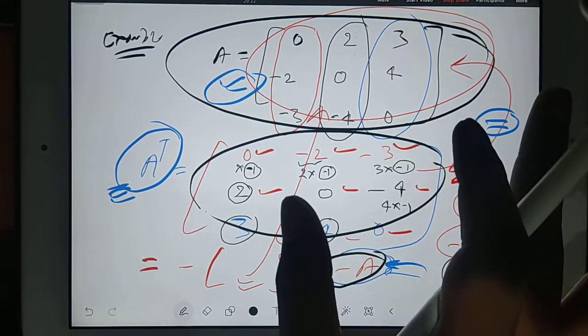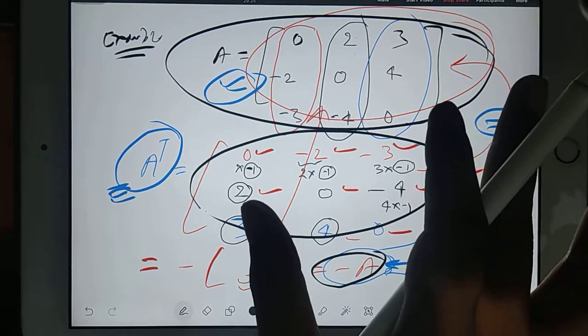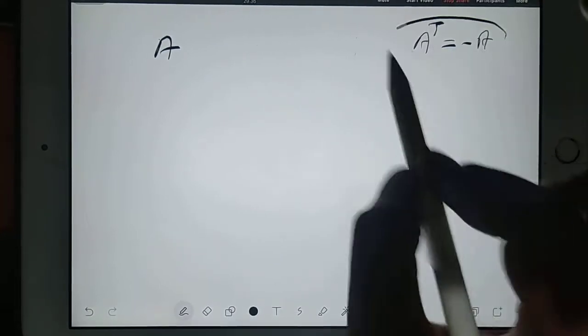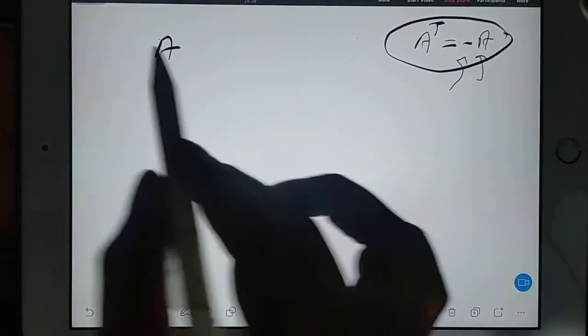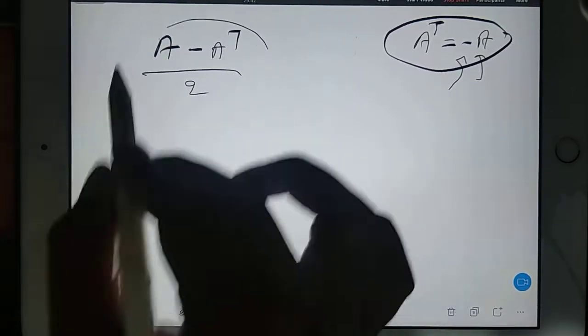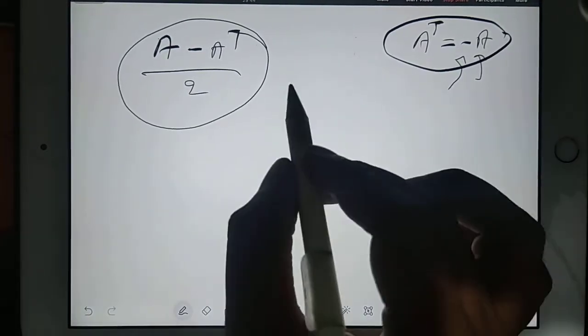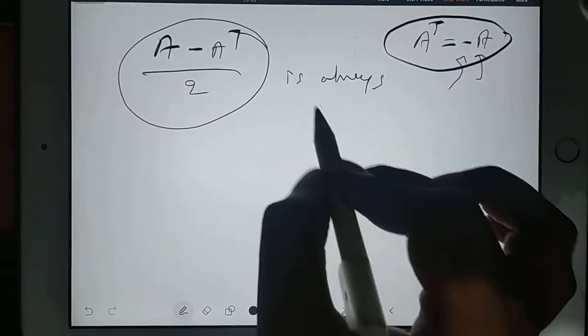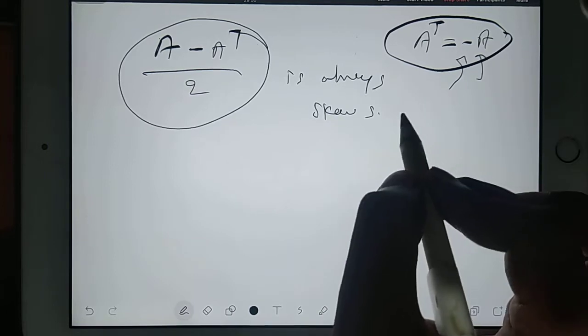And in skew symmetric matrices, we have a very common and popular property. If A is any skew symmetric matrix, because when we find A transpose I am getting minus A, as we have checked, then the property says if you subtract the transpose like this and then divide by 2, it will always come out as a skew symmetric matrix.